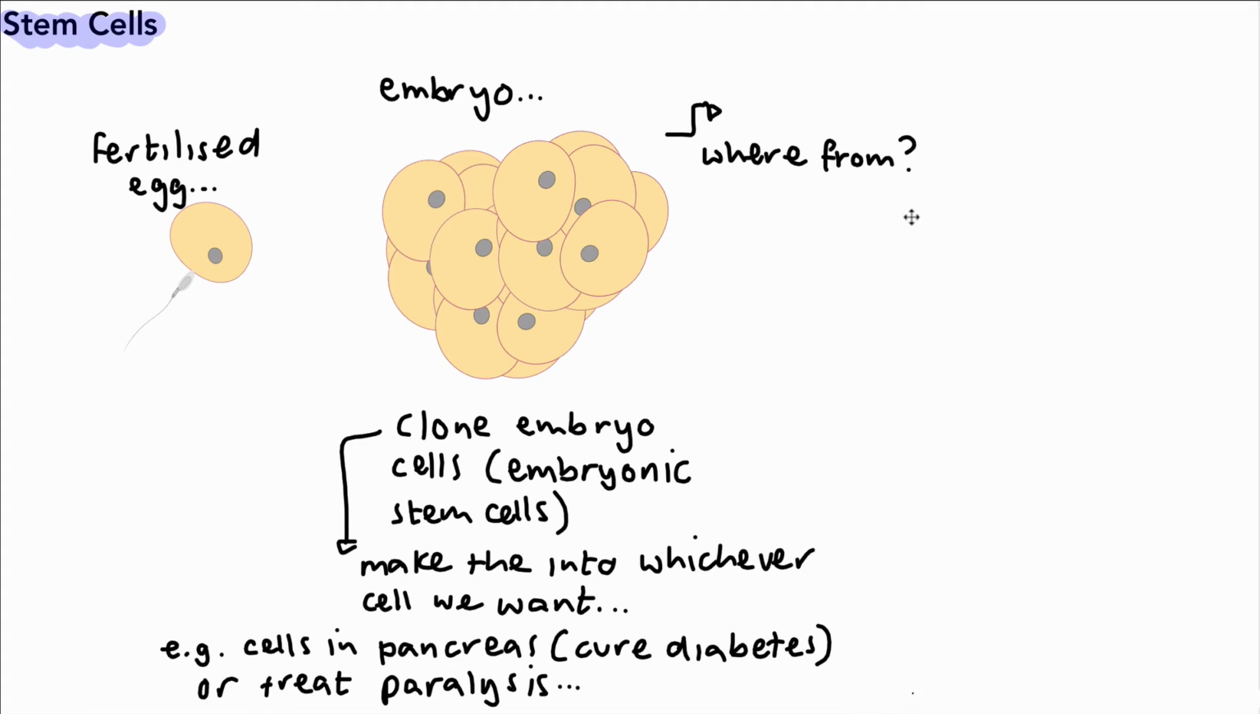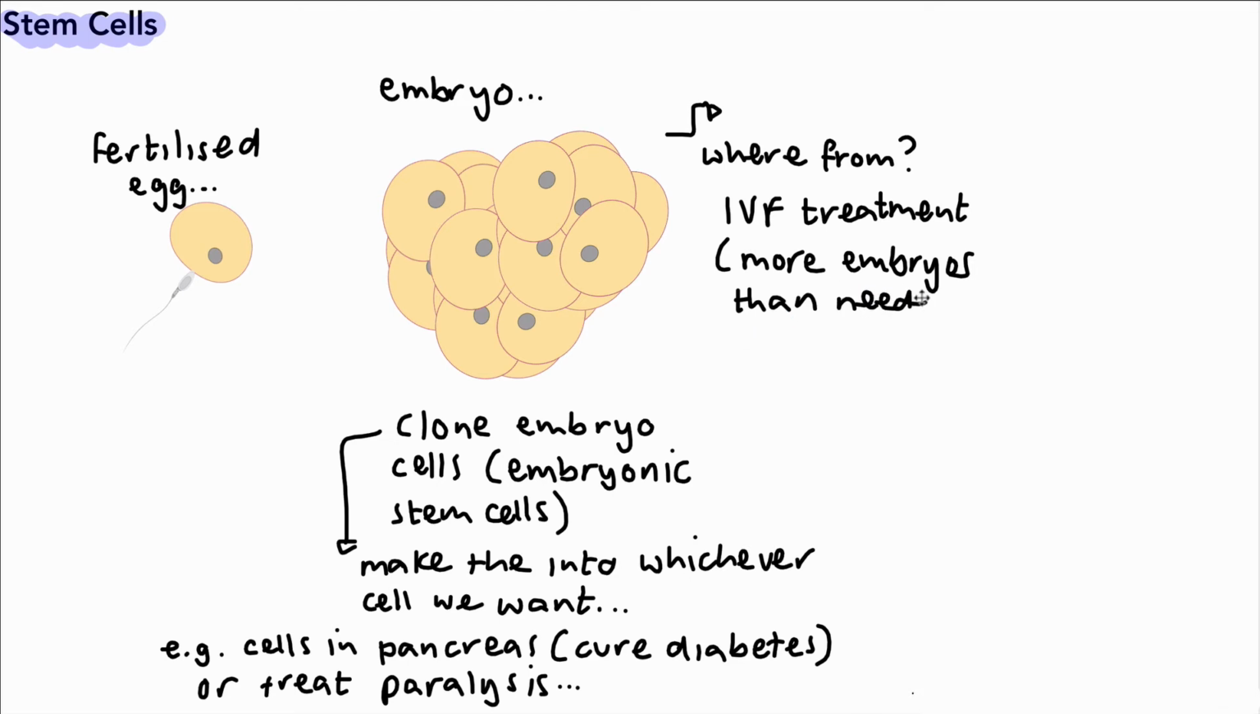But the problem is, where do we get these embryonic stem cells from? We can't just pluck them out of pregnant women. But if we look at something like IVF treatment, which is to help couples who can't have children, that's where we have the development of embryos, and we often make more embryos than are needed. And those embryos won't actually have a use if the mother becomes pregnant. So that's a possible source.